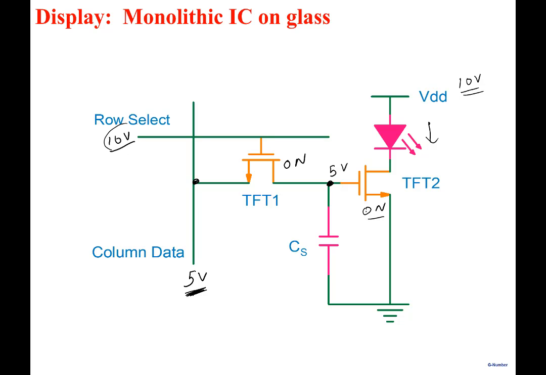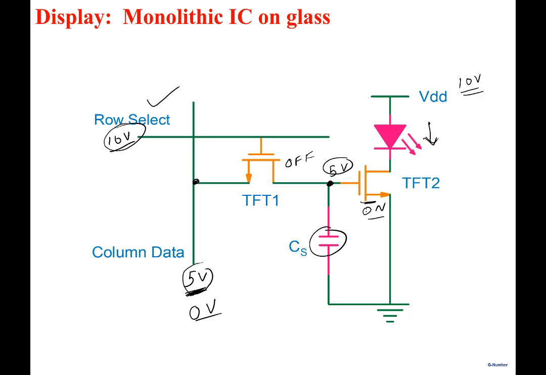Now when you remove this 10 volt from here, the TFT is off. The 5 volt stays there. Because the TFT is off, the 5 volt stays on the capacitor and thereby keeps the transistor on and the LED stays on. So it stays on for however long you want it to stay on. At any time you want to turn this red LED off, you select this particular row, and if you want to turn it off, put 0 volt here, the capacitor would discharge and the LED will turn off and will remain off for whatever time you would like.